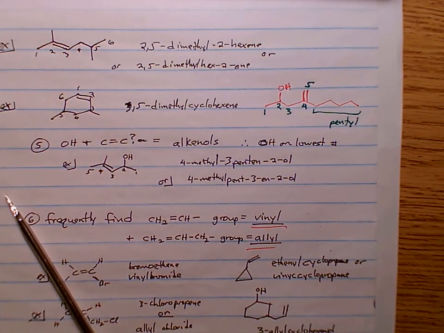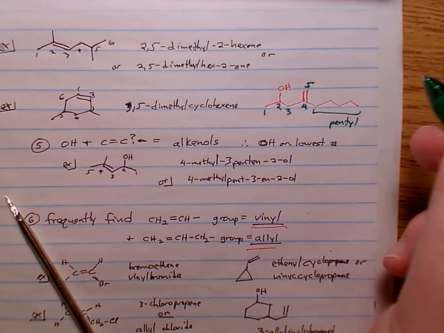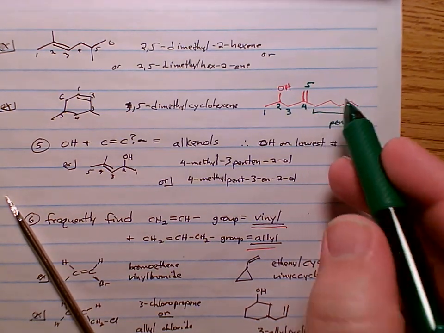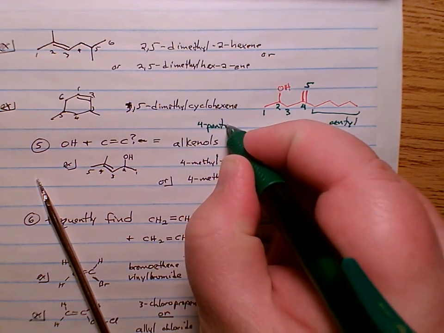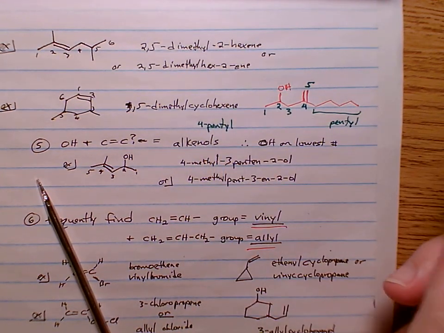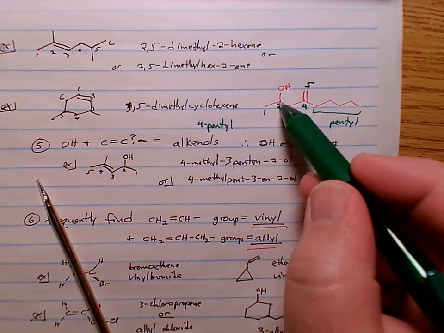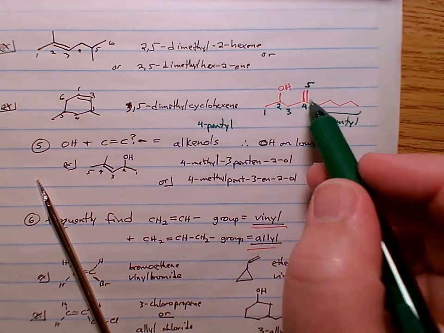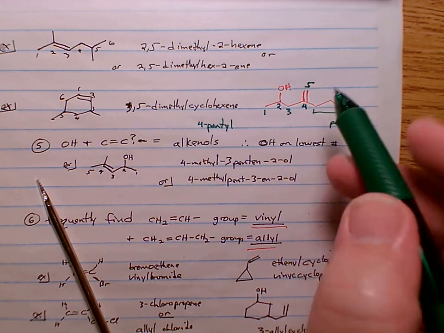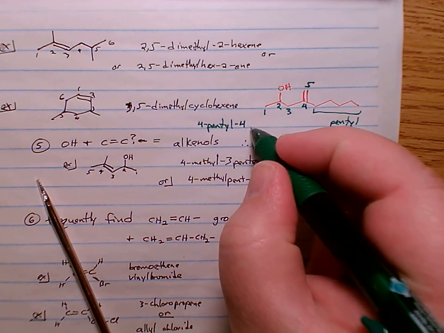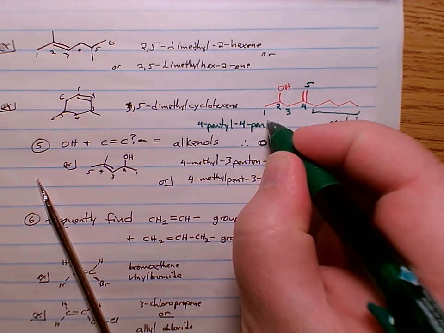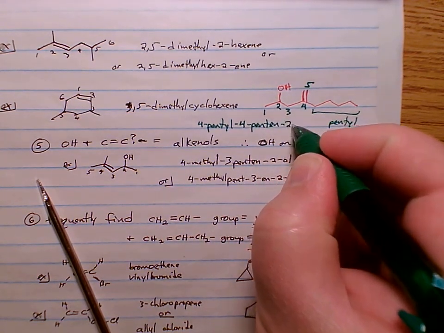And that's the way this one has to be named. It will be 4-pentyl, because the pentyl group's on carbon 4. What else do we have? 5 carbons in the longest chain, and the double bond I'll start on carbon 4. 4-pentene 2-ol.